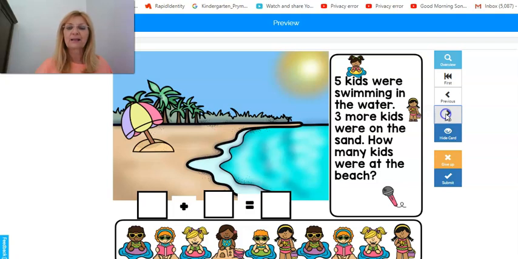All right, let's see what else we could do. Here's another one. This time, let's see what's happening at the beach. 5 kids were swimming in the water. So we're going to have 5 kids in the water. 3 more kids are on the sand. So how many's in the sand? 3. Now here's our question mark. Story problems are going to ask us a question. It says, how many kids were at the beach? How many are there all together?